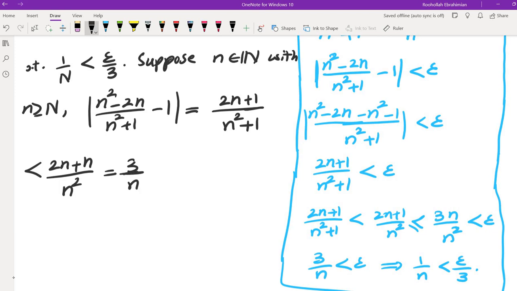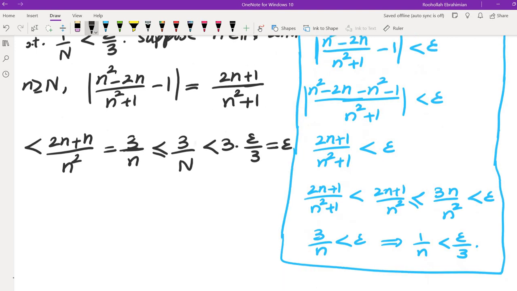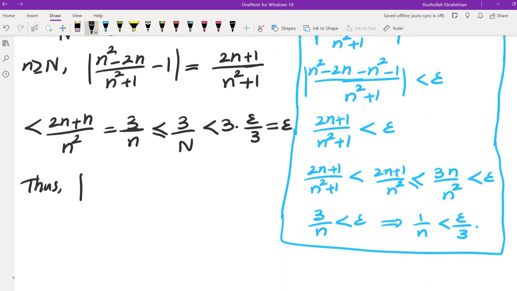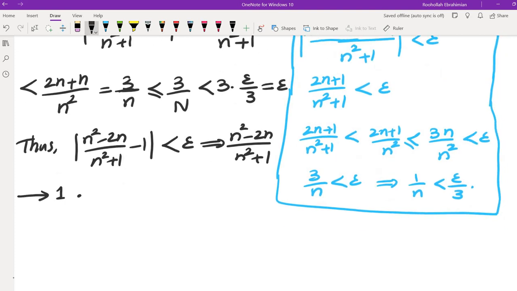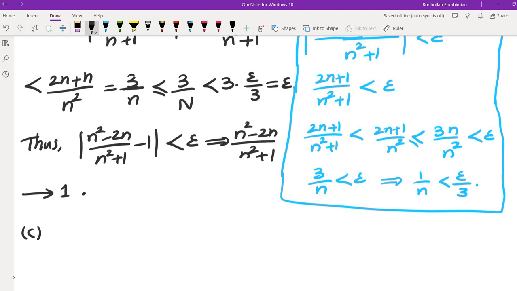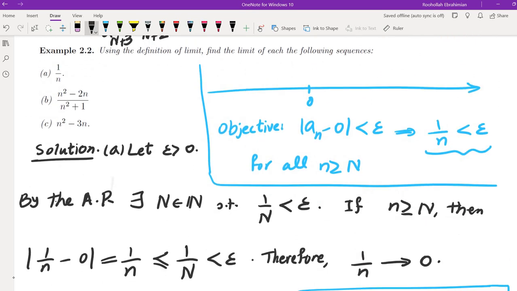But we know lowercase n is at least capital N. So this would be less than or equal to 3 over capital N. And this is less than 3 times epsilon over 3, which is epsilon. So that means the absolute value of n squared minus 2n over n squared plus 1, minus 1, is less than epsilon, which means n squared minus 2n over n squared plus 1 approaches 1. So this completes the proof of the second part of this example.